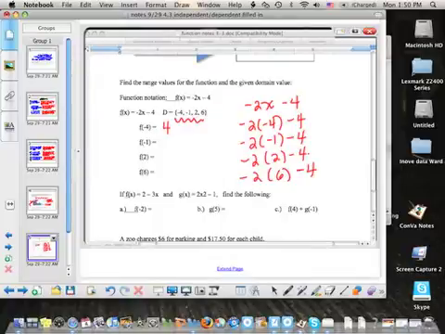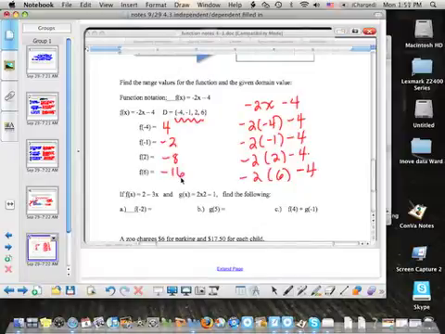The next one would be -2. Then you would have -8. And finally, you would have -16. And those can all be checked on the calculator if you prefer to do them by hand.